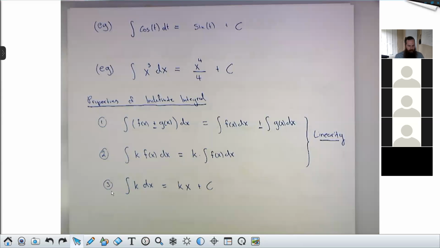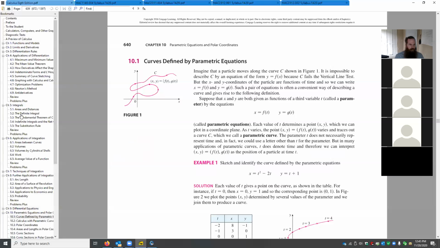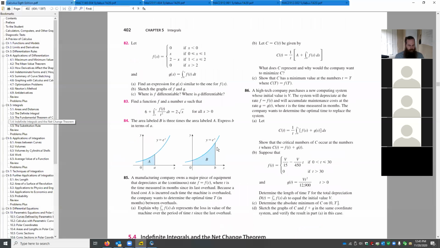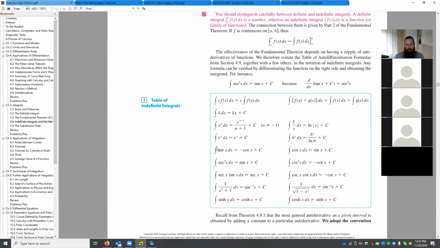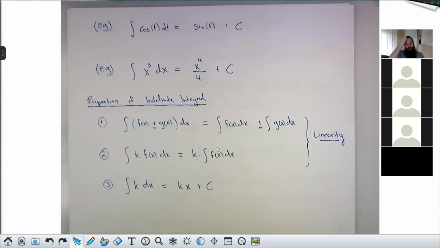Any other important properties here that I'm missing? I don't think so. I think that's the whole game. I'll just take a quick look. Yeah, you've got these things. We'll talk about those. But this is all that. Yeah, okay. So these are the properties of the indefinite integral that you need to know.